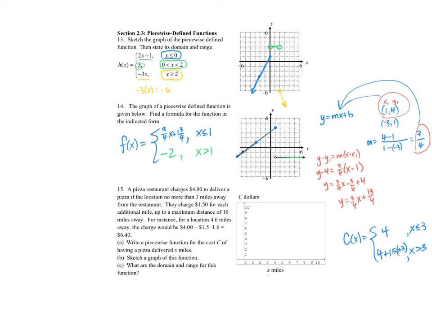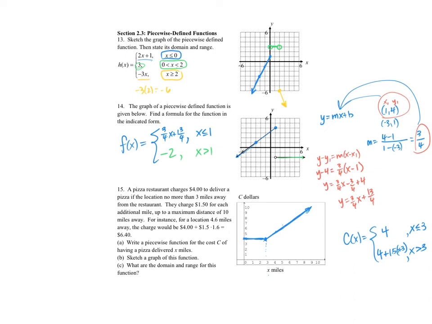Okay, and then I want to graph it. So for the first 3 miles, it's just going to be $4 straight. That's a straight line there. And then after that, it's going to go up by $1.50 for each additional mile. So at 4 miles, it's going to be $5.50. And at 5 miles, it's going to be $7. And so on. So we're just going to draw it kind of like that. So that may not be exactly the right slope, but yeah, you get the idea.